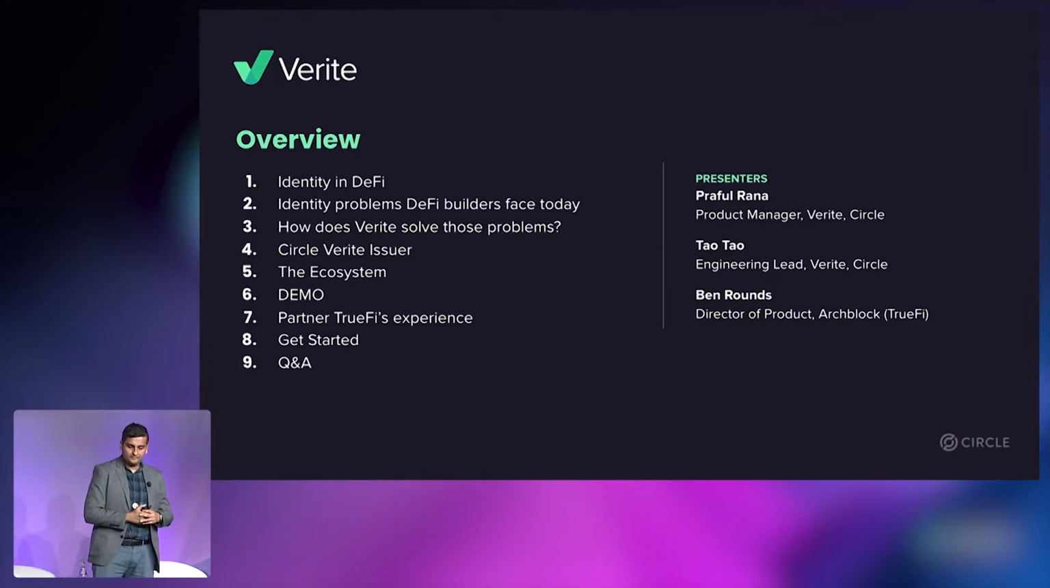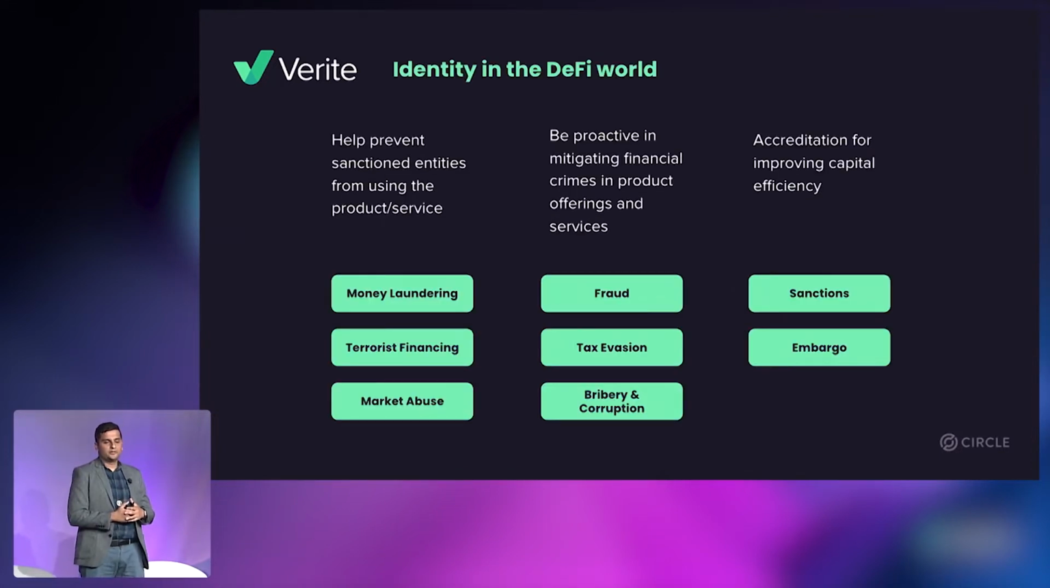Awesome. All right, so identity in the DeFi world. Why do we need to know about a wallet's owner's or controller's identity when building financial products in the DeFi space? Well, first, we want to make sure that no sanctioned individual or politically exposed person is entering and using our product. We want to be proactive about mitigating financial crime by monitoring activities between identities in our product. And also, we want to tap into traditional attributes like accreditation so that we can enable use cases like under-collateralized loans.